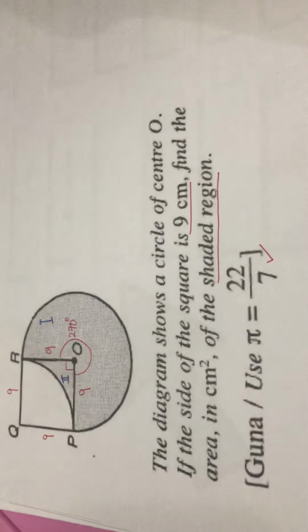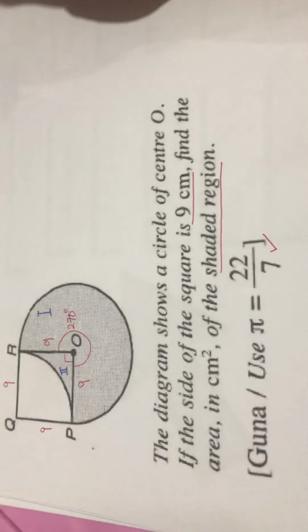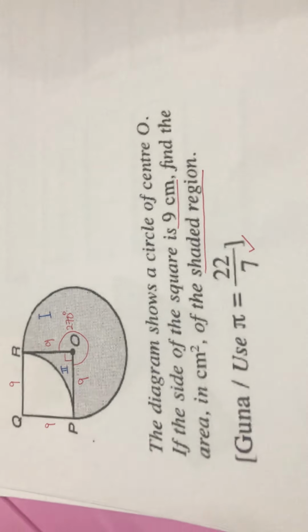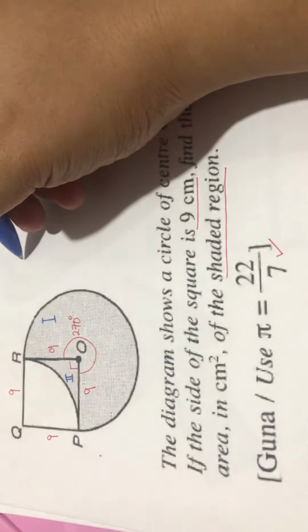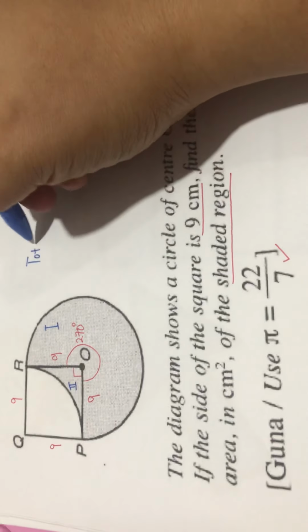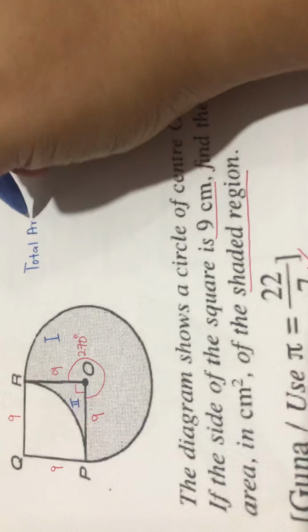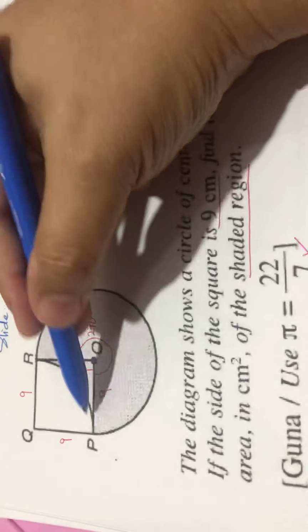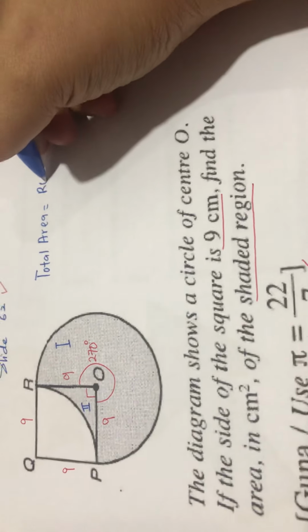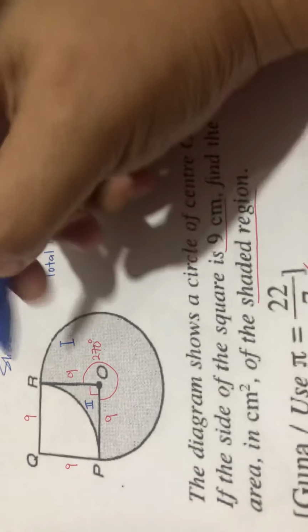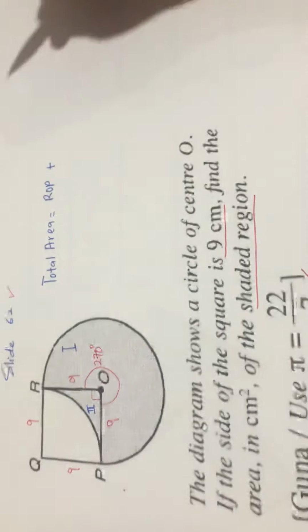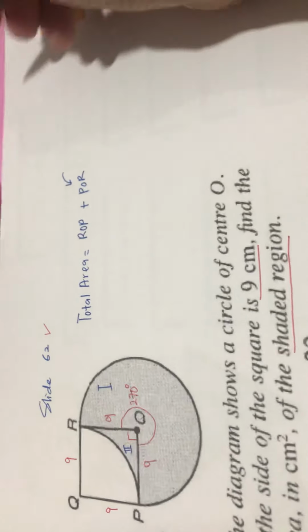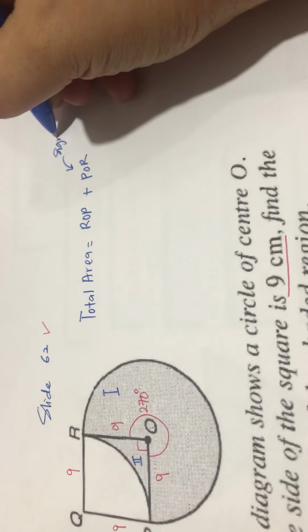Okay, untuk mencari area, biasakan diri dengan buat signboard dulu. What I mean by signboard is, you have to find, so area, total area is equivalent with, kalau yang satu ini, ROP. So, ROP plus with POR. Okay, POR. Okay, this is signboard. Yang ini saya katakan dia adalah sebagai signboard.